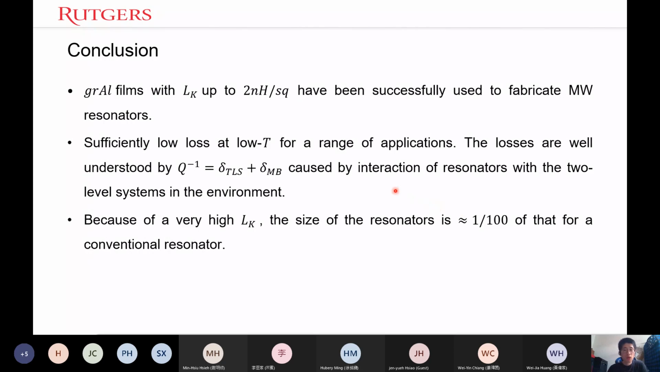As a quick conclusion, we fabricated coplanar waveguide geometry with a resonator made from strongly disordered aluminum film, with a kinetic inductance up to 2 nanohenry per square, and a factor of 100 or even more reduction in the total length of the resonator is achieved. We have relatively low loss, which makes this resonator promising for a range of applications in superconducting quantum circuits.